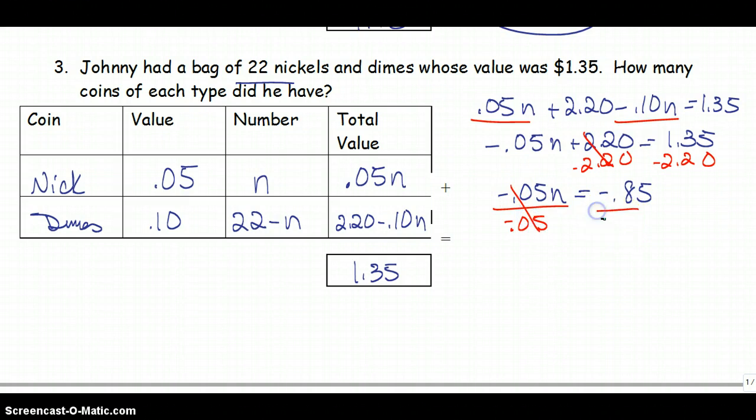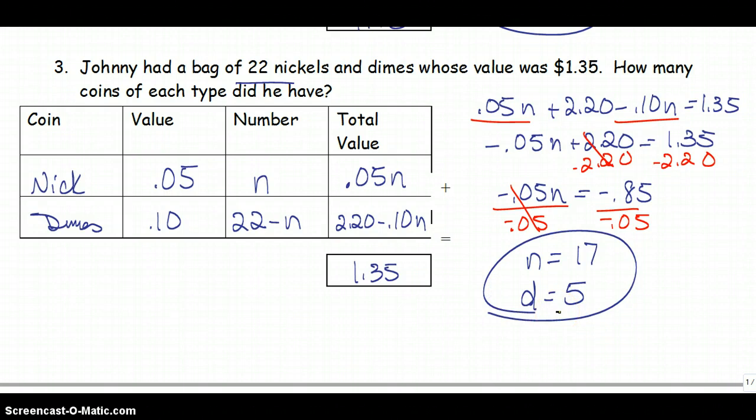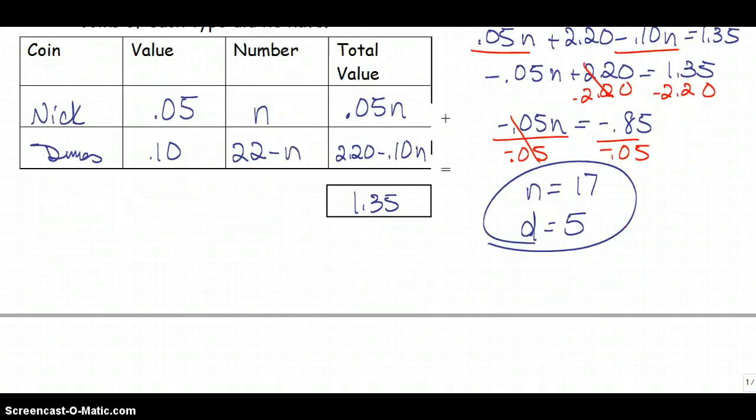Divide both sides by 0.05. So I get n is equal to negative 0.85 divided by negative 0.05, which gives me 17 nickels. I know that my dimes are 22 minus 17. 22 minus 17 gives me 5, so I know I have 17 nickels and 5 dimes.